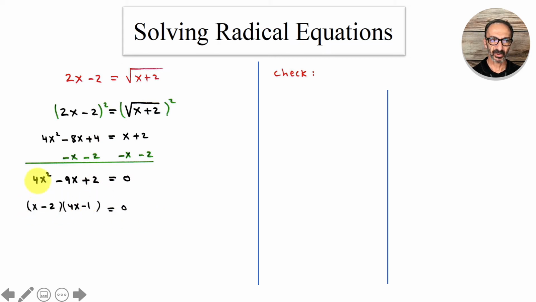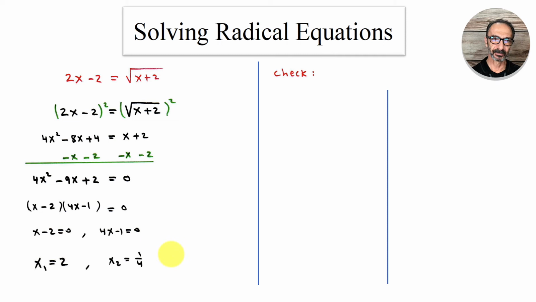X times 4x will give me 4x squared. Minus 2 times minus 1 is positive 2. The inside part is minus 8x, and the outside part is minus 1x, which adds up to minus 9x, so we're good. Either x minus 2 equals 0 or 4x minus 1 equals 0. Add 2, here add 1, and divide by 4, divide by 4. I get 2 answers, 2 and 1/4.